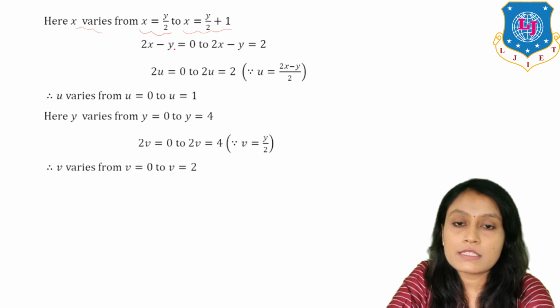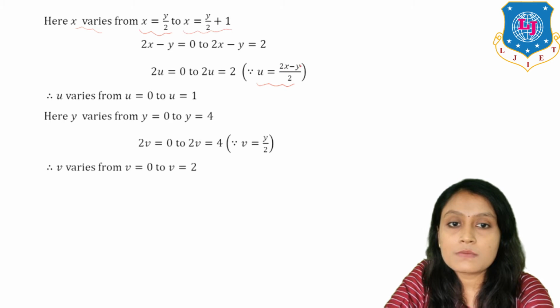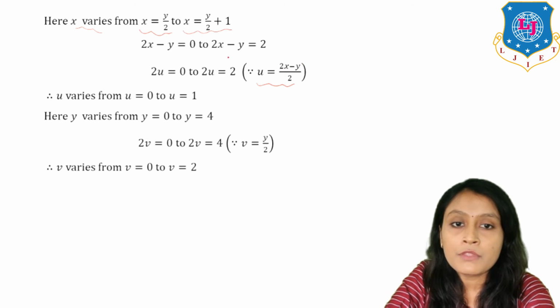So you will get 2x minus y is equal to 0. And from here multiply 2 at these two places. So you will get 2x minus y is equal to 2. Now we know that u is equal to (2x minus y) upon 2. So 2x minus y is 2u. So in place of 2x minus y we will write 2u.